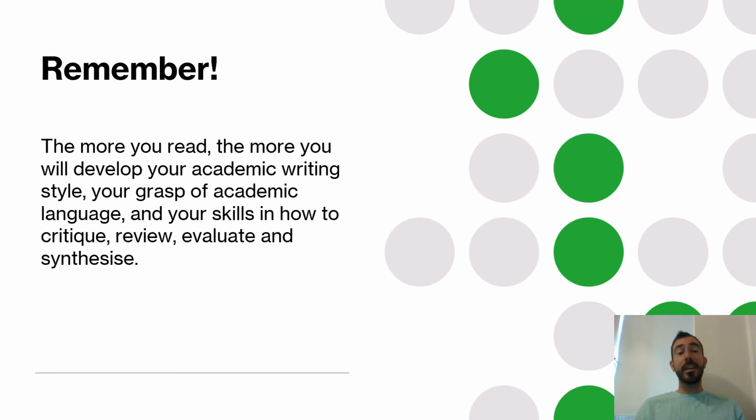The more you read, the more you develop your academic skills, the more you will develop your scientific writing styles. The more you will develop your grasp of academic language and how to use it. And therefore, you will hone your skills in critiquing, reviewing, evaluating, and synthesizing the meaning from the papers that you have read and that you are using. Reading around the subject is not something that us academics tell you to do so we don't have to write lectures. It's the most important skill that you will develop and use to make you an unbiased and credible scientist.